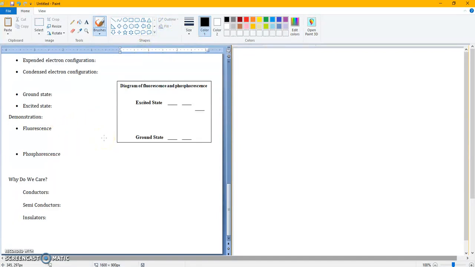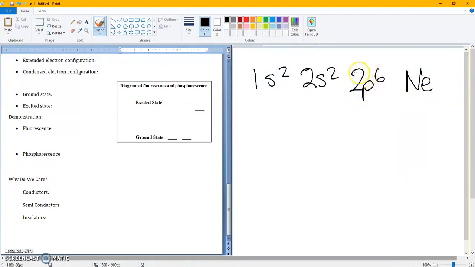So we've learned that when an electron is in its ground state, or the state in which all the electrons are in their lowest available energy levels, for instance, 1s2, 2s2, 2p6 is neon in its ground state. Neon has 2, 8, 10 electrons. All of them are in their lowest energy levels possible, and so that's what we call the ground state, when all the electrons are in their lowest energy level possible.